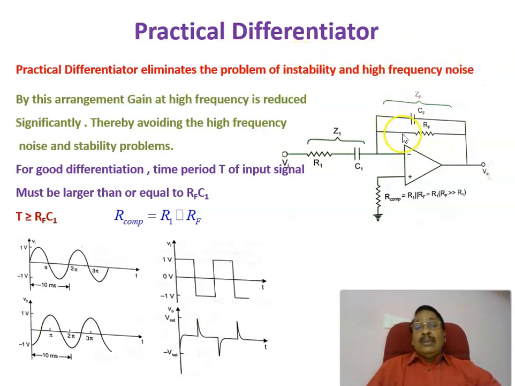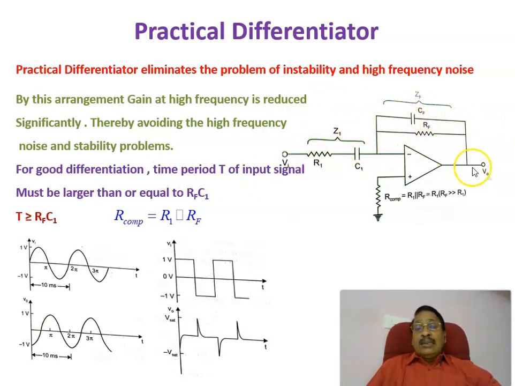These two things can be eliminated by introducing a capacitance across RF, or in the feedback path. Similarly, an input resistance R1 in series with C1. Now, by this arrangement, the gain at high frequency is reduced significantly, thereby avoiding the high frequency noise and stability problem. These two problems can be eliminated by introducing a resistance R1 at the input side and a capacitance CF across the RF, or in the feedback path.